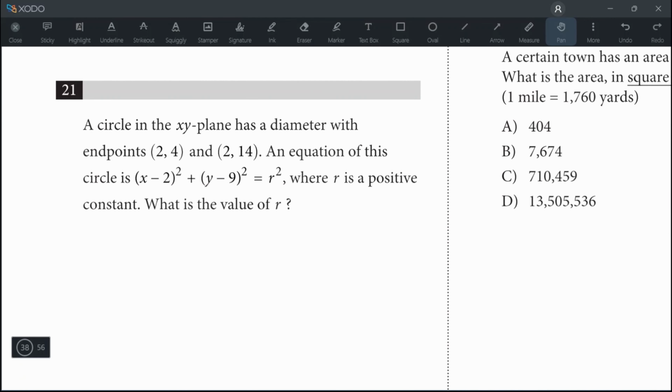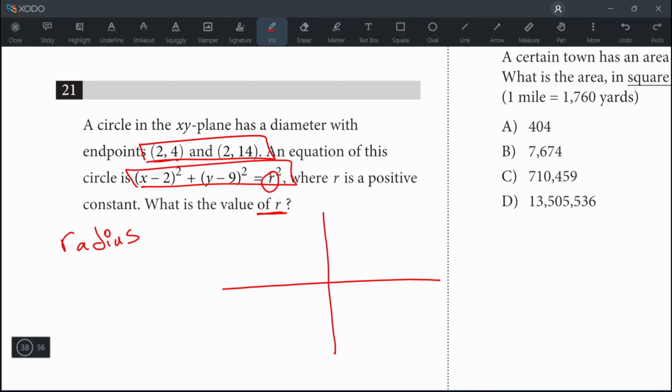Question 21. A circle in the xy plane has a diameter with endpoints (2, 4) and (2, 14). An equation of this circle is the following one, and r is a positive constant. What is the value for r? So you should know that r here is equal to the radius, and so he wants the radius of a circle, and you're given endpoints of a diameter of the circle, and the endpoints are (2, 4) and (2, 14). So what you need to do here is find the length of this diameter.